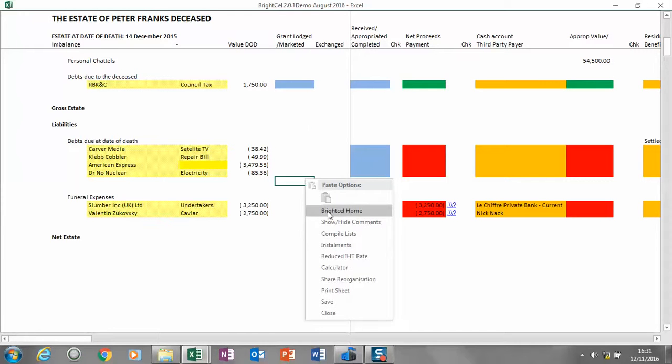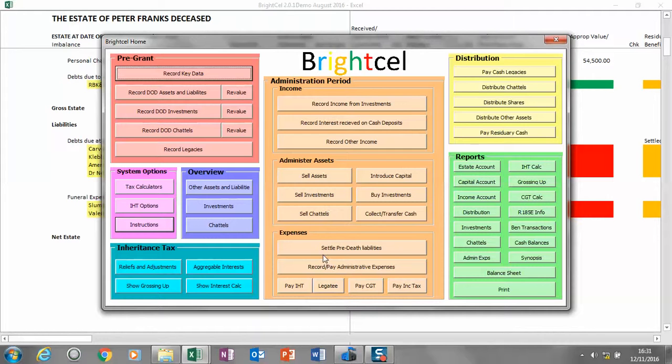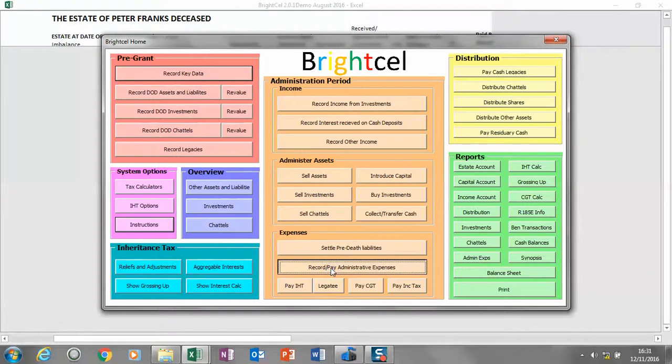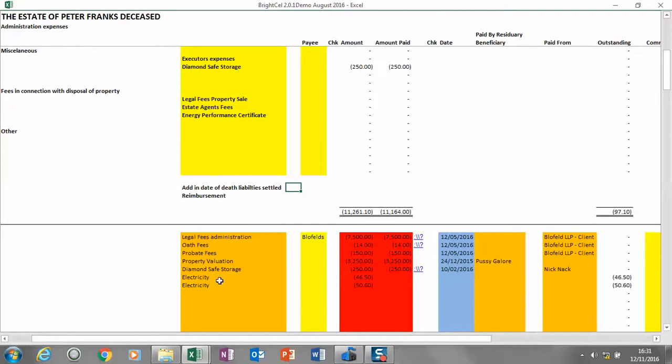I've also put in some for the period of administration. I've just called it electricity. You'll see that there is an electricity category. Remember, you can change all these categories. If you wanted to have something more specific, you can do that. But here there will be electricity somewhere on this list. There it is. So that's all ready.